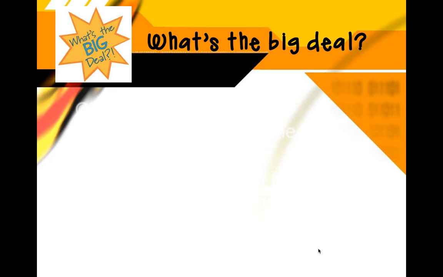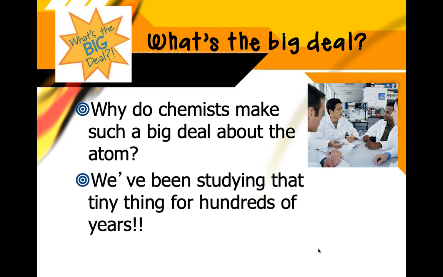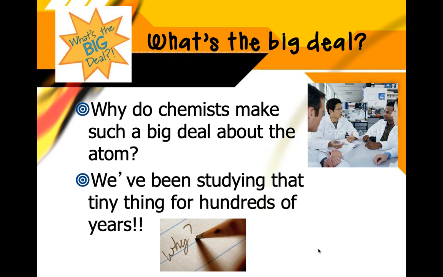All right. Well, the atom is tiny, but we make a big deal about it. So you might be thinking, why do chemists make such a big deal about atoms? Why is that something we have to talk about? When am I ever going to have to care or know about this? Well, here's the thing. We've been studying that tiny thing for hundreds of years. And the idea is that we are trying to explain anything we can at the smallest level. Because if we can understand it at the smallest level, we can make changes to that smallest level, which will create new atoms, new compounds, new medicines, new fuels, new plastics, new cleaners. Everything starts at the atomic level.